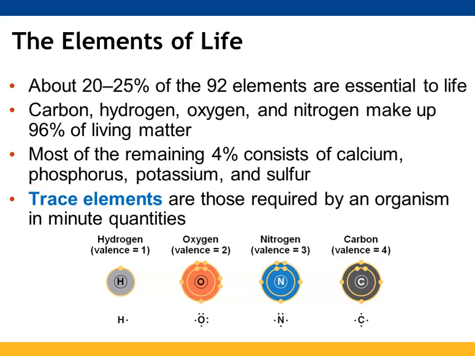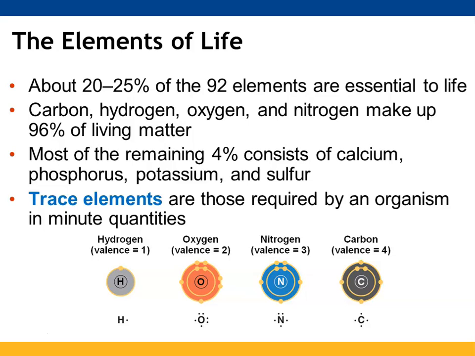But of the 92 that typically are assumed to be naturally occurring, 20 to 25% of them are absolutely essential for living things. Carbon, hydrogen, oxygen, and nitrogen, and you see them at the bottom of this slide. They make up over 95% of living matter. The majority of what's left will consist of calcium, phosphorus, potassium, and sulfur, and there are some other trace elements that are required, like iron.